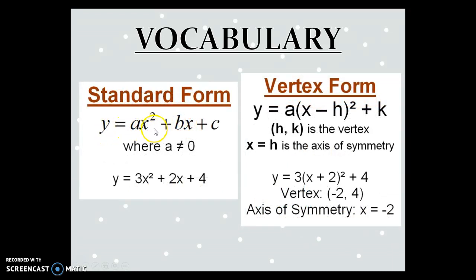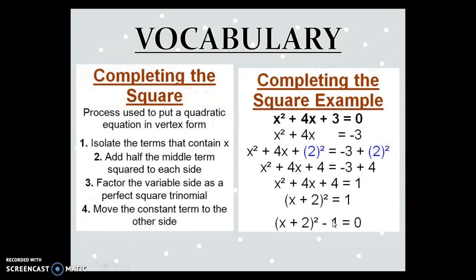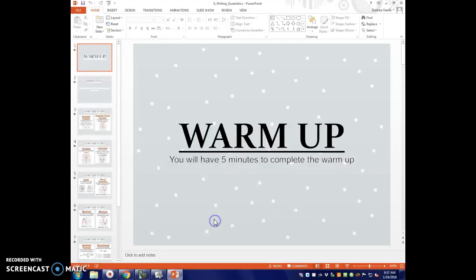Standard form is y equals ax squared plus bx plus c. Vertex form, y equals a(x minus h) squared plus k. But remember, h and k are the vertex, but it's the opposite of h. That's what this says here. So right here it says positive 2 and positive 4. Well, the vertex is going to be at negative 2, the opposite, positive 4. Completing the square, we don't need to know yet.